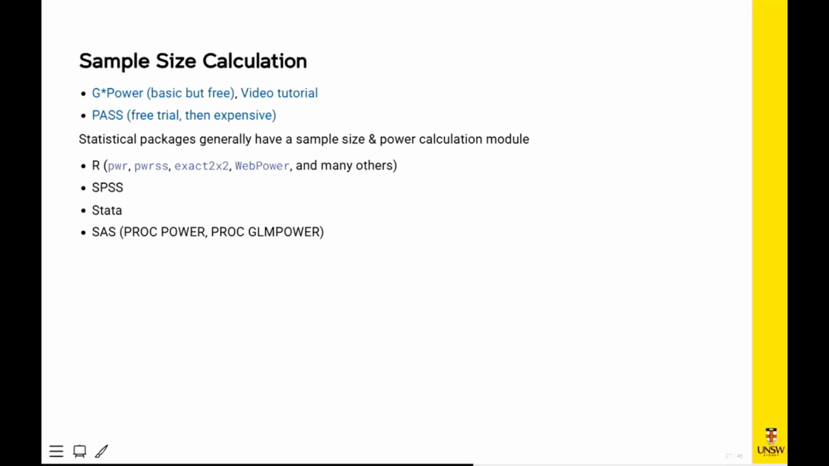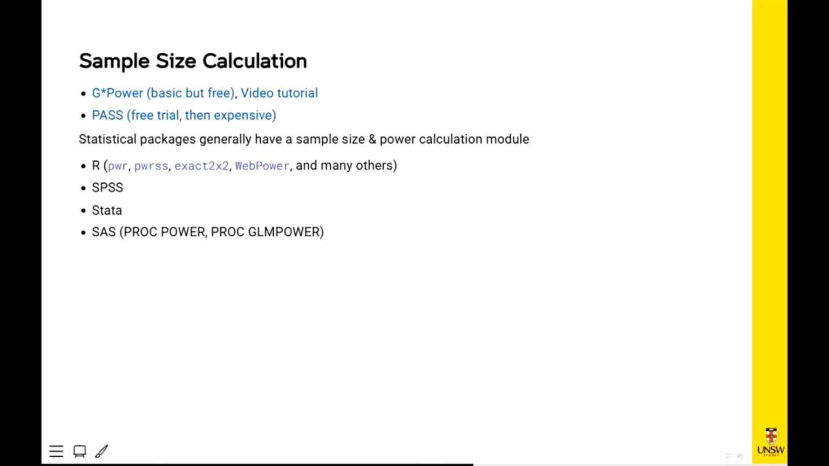but if you get any level of complexity in your research design, it's not going to be the one that you need to use. PASS, which is Power and Sample Size, is a software package. You can get a free trial, and it is really good. It's got lots of different situations that you can use, and ones that can be quite complicated. It's really a fantastic program, but once your free trial's over, it's really expensive. But it's really good.